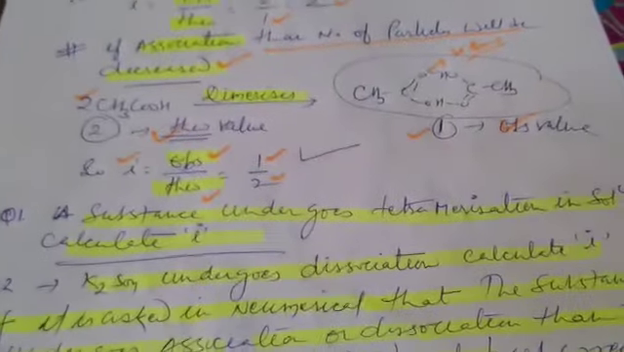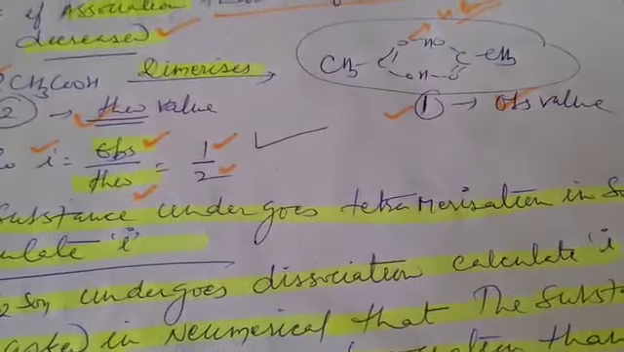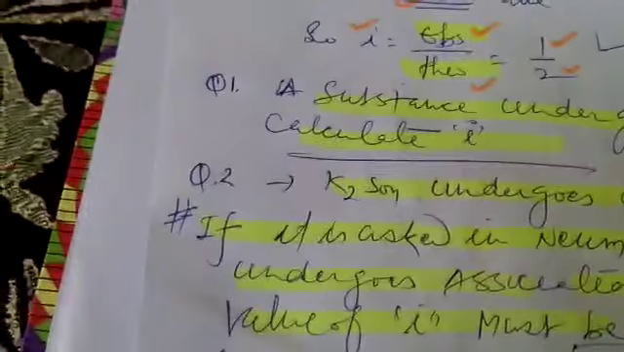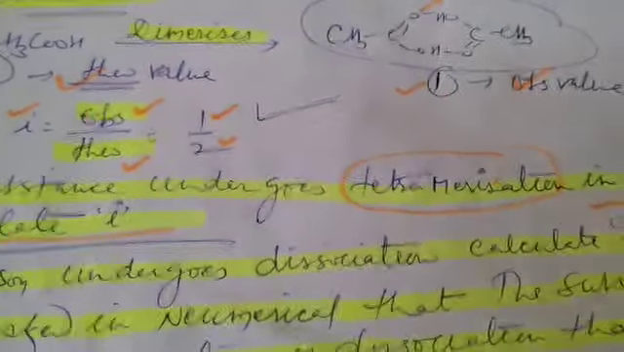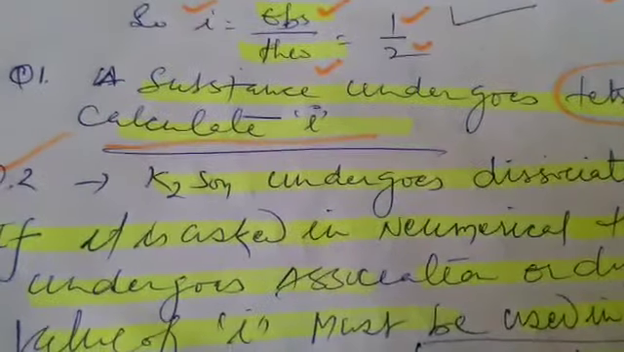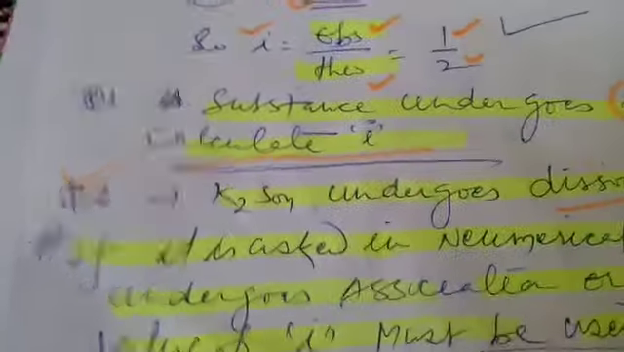Now there are 2 questions, try to answer these questions. First question is, a substance undergoes tetramerization in solution, then calculate the value of i. The second question is, potassium sulfate K2SO4 undergoes dissociation, calculate the value of i. So answer these questions.